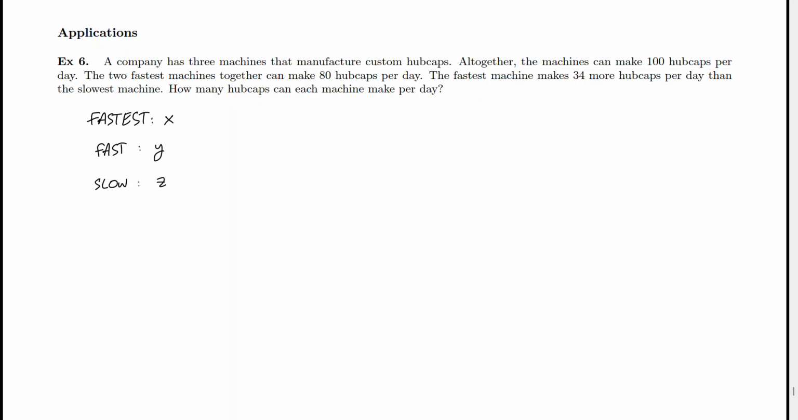Okay, so first, we know that the machines can make 100 hubcaps per day. This is all together, every machine working at the same time. So in other terms, X and Y and Z all together will be 100. So that's my first equation in this problem.